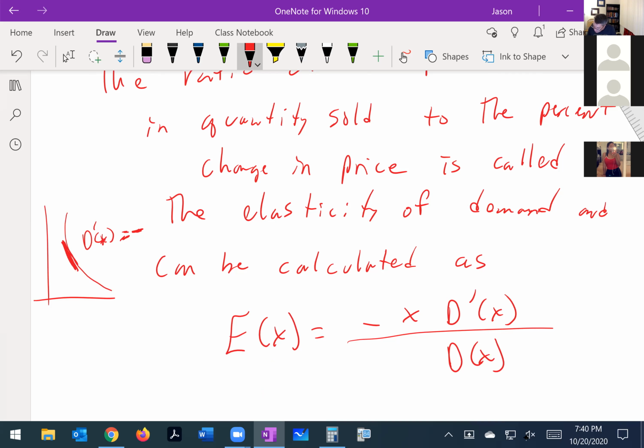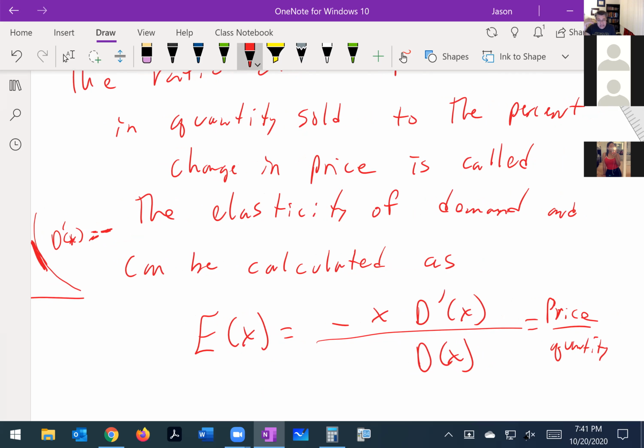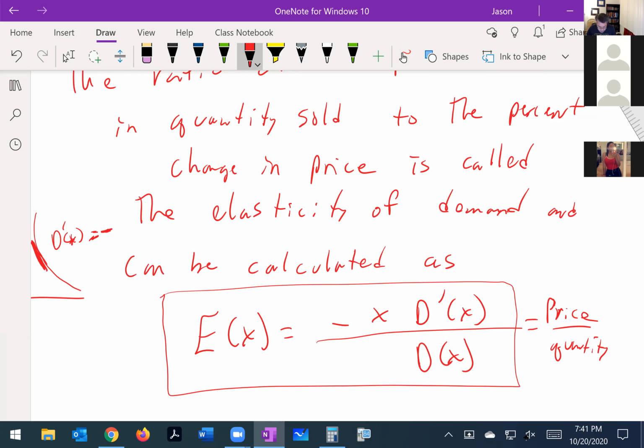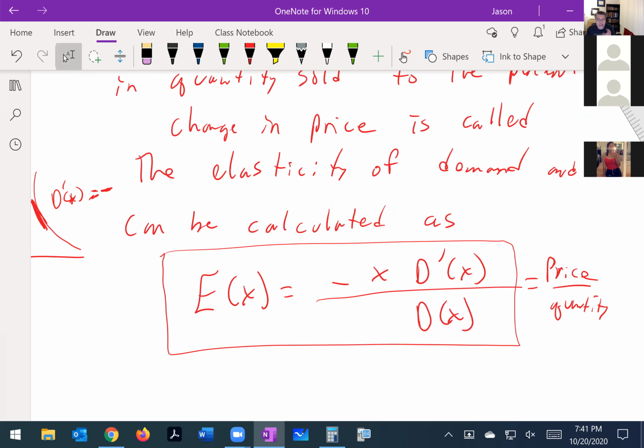So this is the ratio of price to quantity as a function of how fast this thing is decreasing. How fast is it going down at that value of x? Okay, now, on Thursday, we're going to figure out what this number, what this value means.